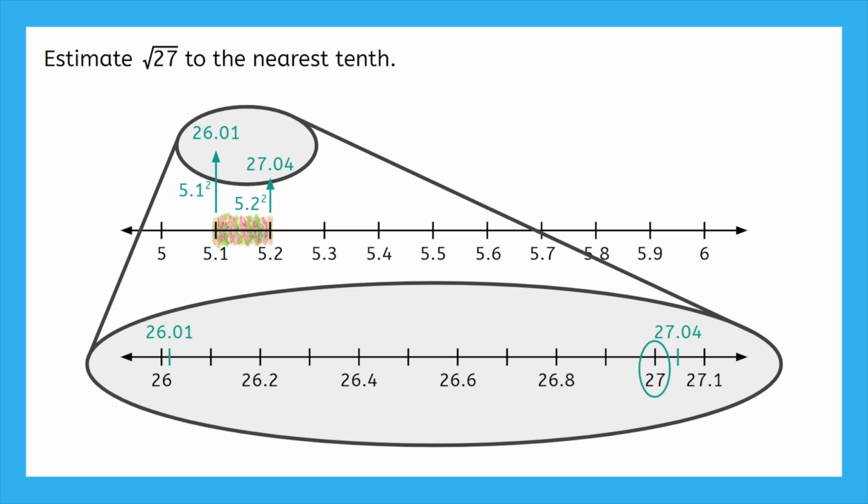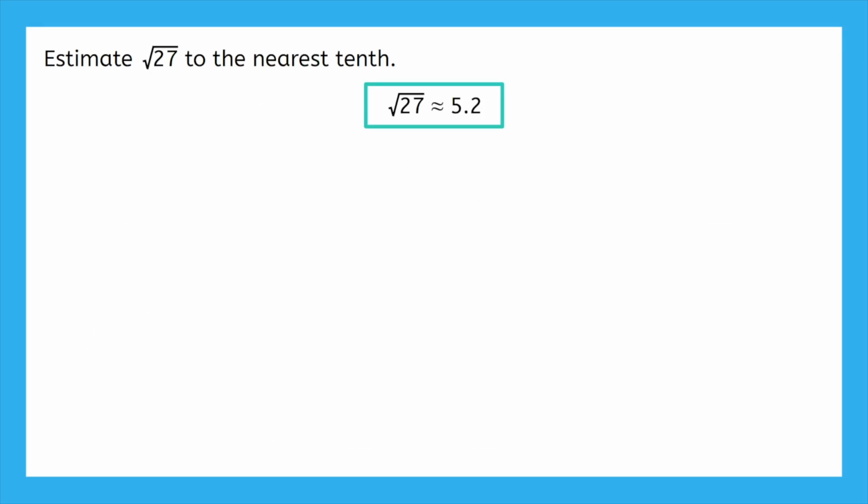27 is closer to 27.04 than to 26.01. This means 5.2, which gave us 27.04 when squared, is the best estimate to the nearest tenth. Wow, we can use what we know about square roots, squaring, and decimal multiplication to get a pretty accurate estimate. I think we're ready to tackle the birdhouse problem.